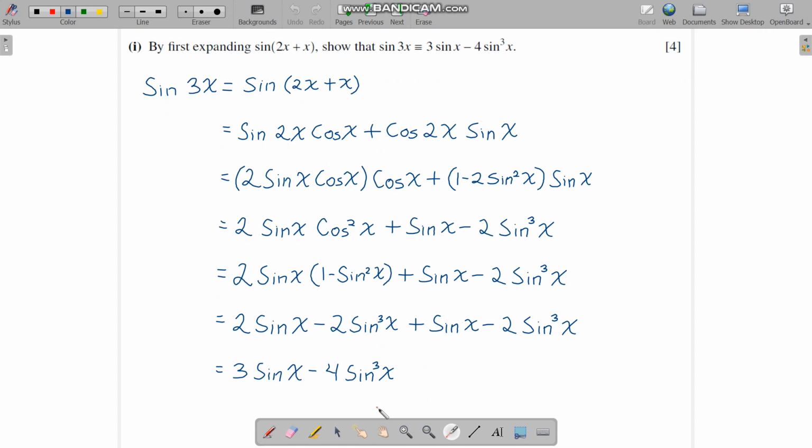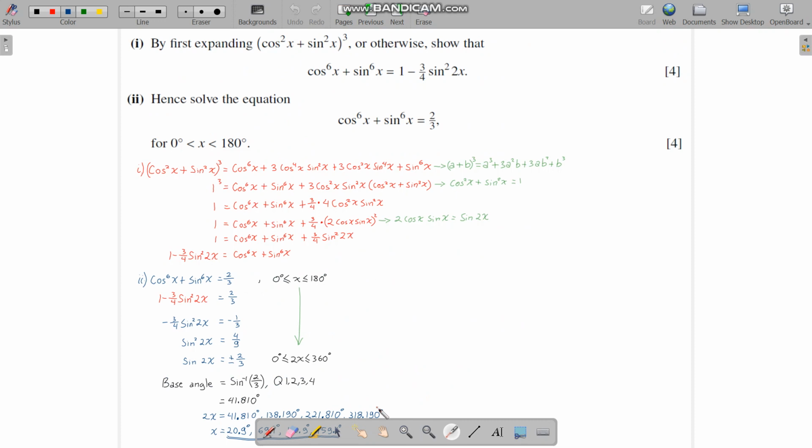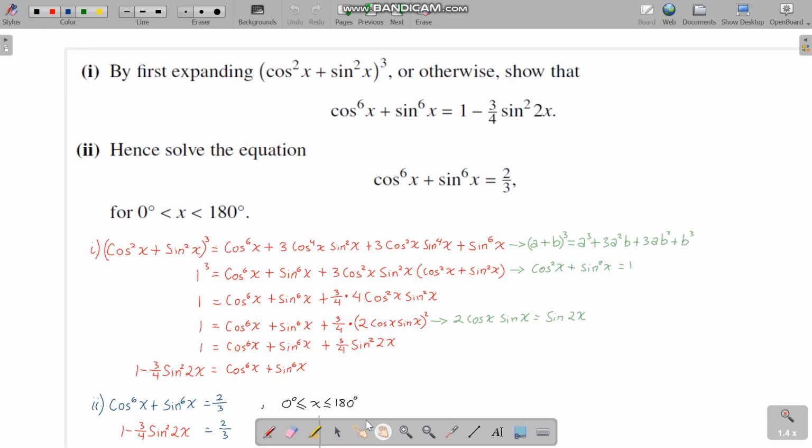Here we expand sine cubed, so this is almost exactly the same. Let's skip this, and now let's do this one. So we have, by expanding cos squared plus sine squared, which is actually 1, so cos squared plus sine squared cubed. So here we use a plus b all cubed, which is a cubed plus 3a squared b plus, from here we use this algebraic identity, and then this is still the same.